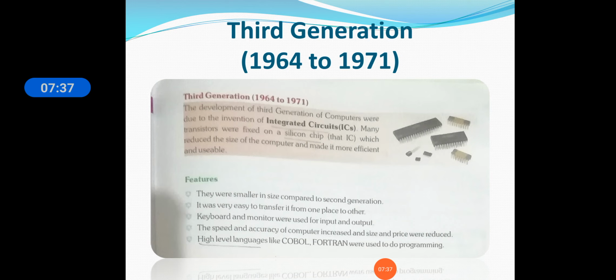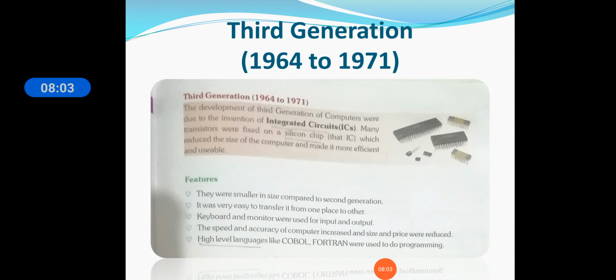Now you can see the features here. They were small in size compared to the second generation. It was very easy to transfer from one place to another. Keyboard and monitor were used for input and output. The speed and accuracy of computers increased, and the size and price were reduced. High level languages like COBOL and Fortran were used to do the programming.